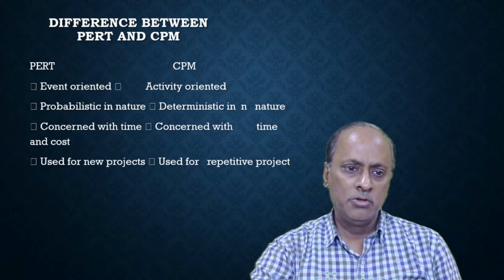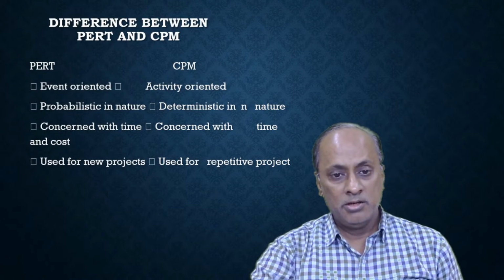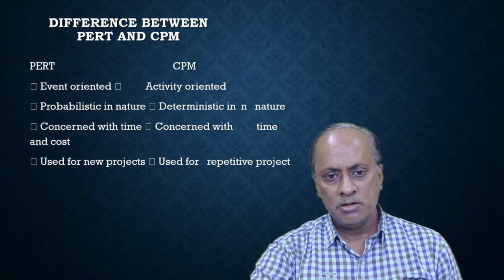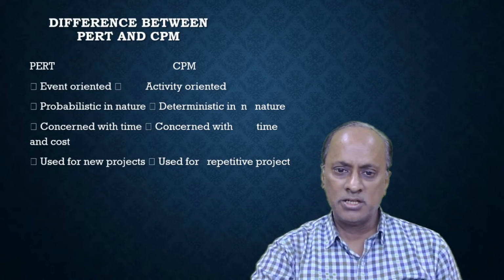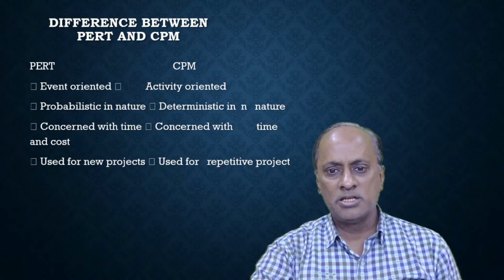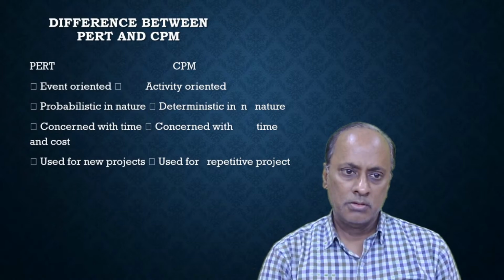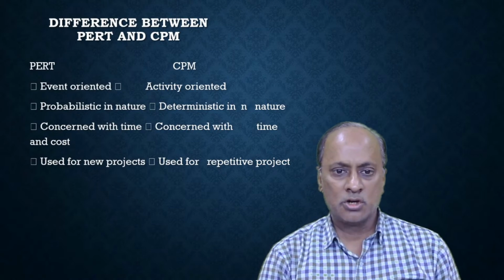So in PERT we use three types of time that we will discuss: the optimistic time, pessimistic time, and normal time. From there we get the average time. Whereas in CPM we use a single time because it is deterministic in nature. CPM is concerned with time and cost, whereas PERT is concerned with only time.